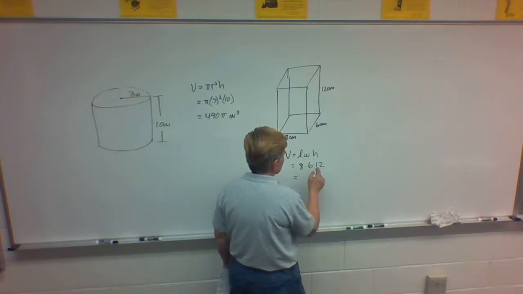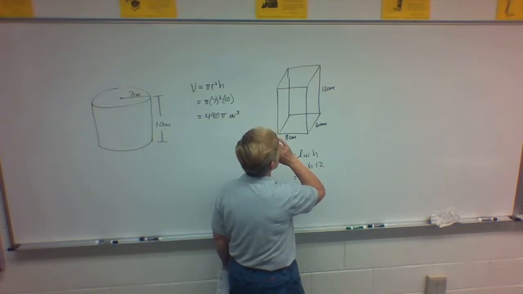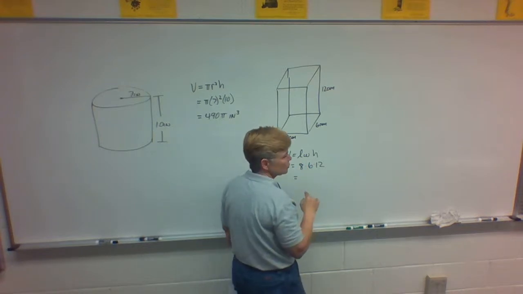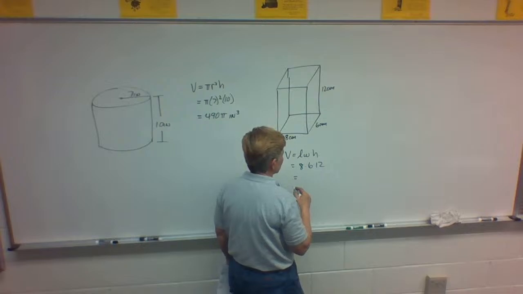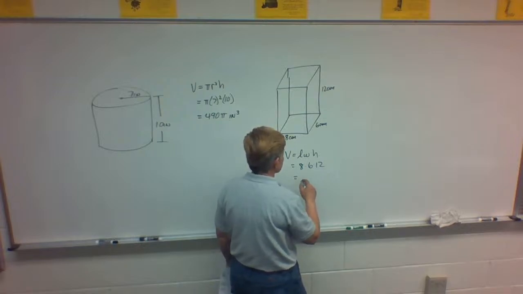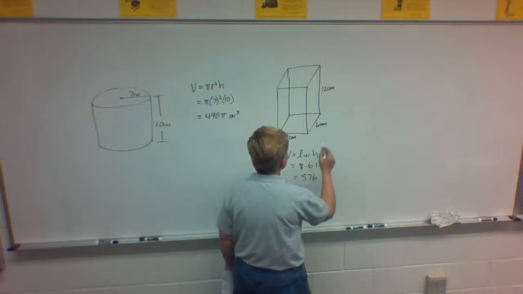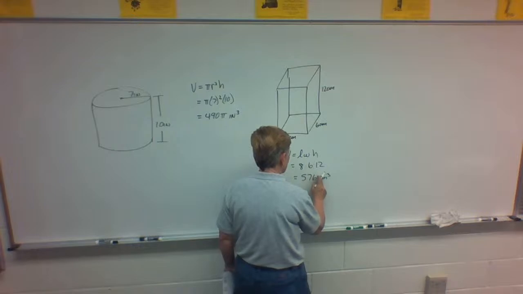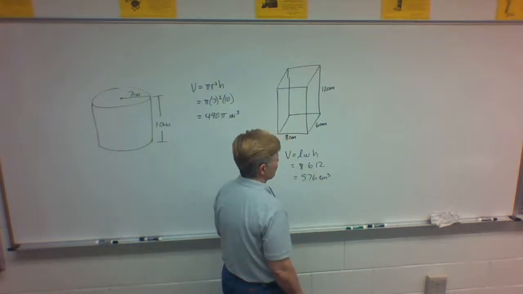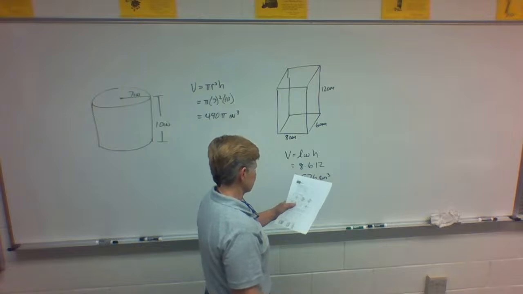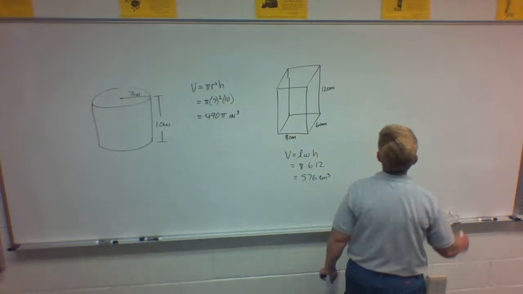48 times 12, 48 times 4 is 192... something 56. What is it? 48 times 12. 576. 576. And if this is centimeters, it'd be centimeters cubed. Okay, that's number 21. Number 22 looks something like this.